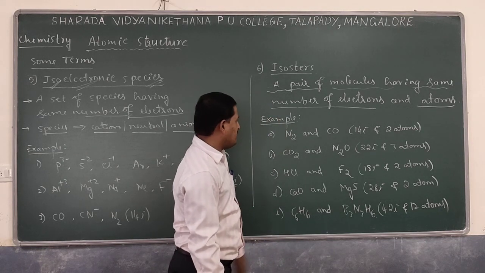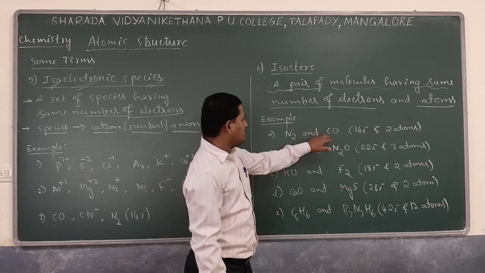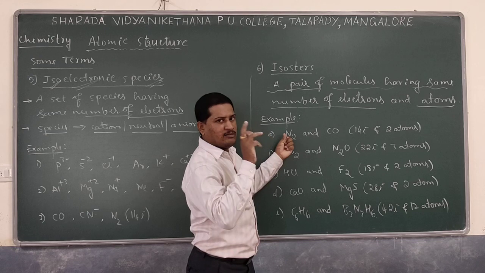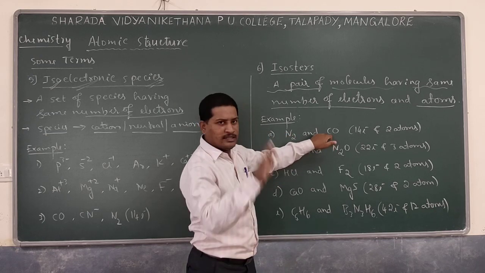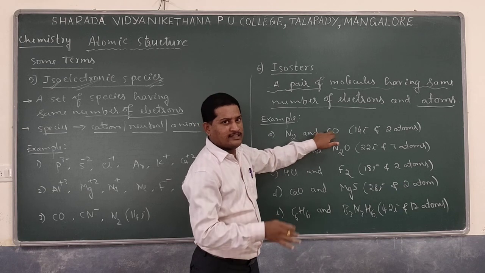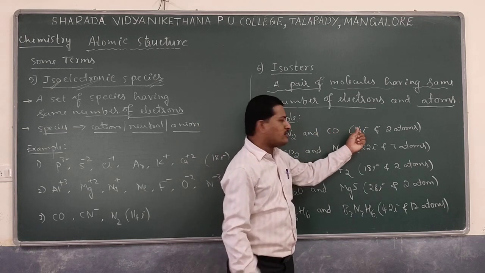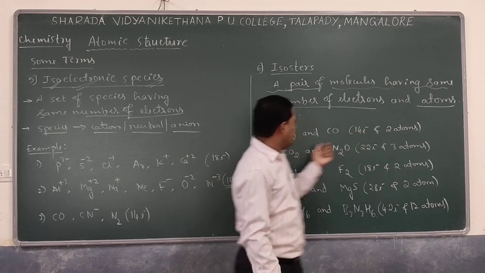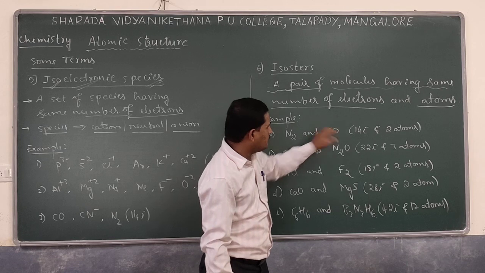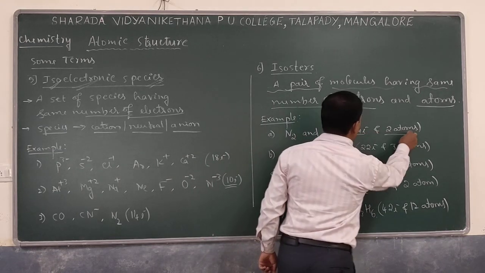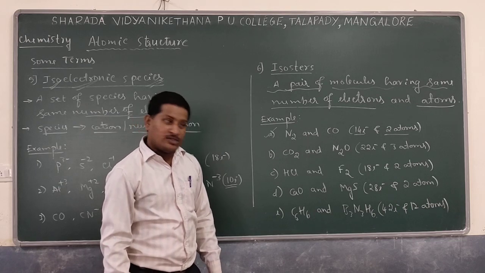Let us go with some examples. Nitrogen molecule and carbon monoxide molecule. In this case, the atomic number of nitrogen is 7, so 7 plus 7 is 14. Carbon is 6 and oxygen is 8, so 6 plus 8 equals 14. So in these two species the number of electrons is 14, and the atoms present may be identical or different: 2 atoms here, and here also 2 atoms. So with 14 electrons and 2 atoms, nitrogen and carbon monoxide are isosters.